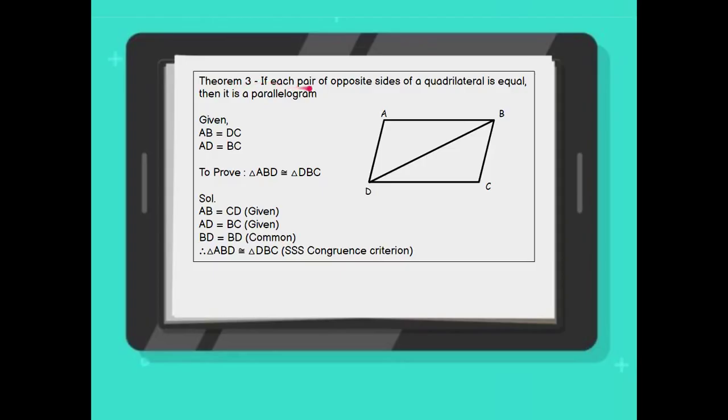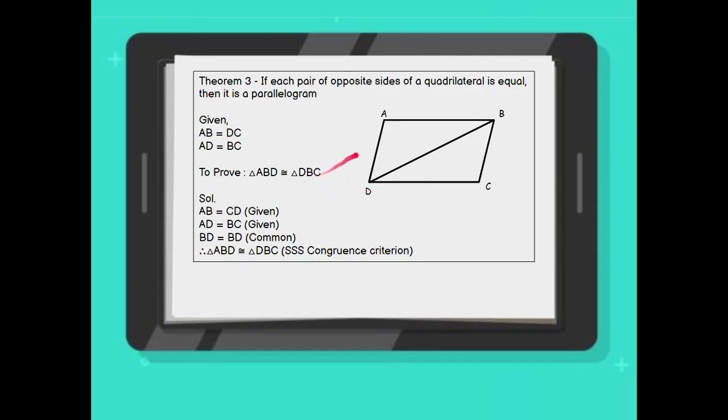Theorem 3. If each pair of opposite sides of a quadrilateral is equal, then it is a parallelogram. They have given here that AB is equal to DC and AD is equal to BC. What we need to prove here? That these two triangles are equal. How will we understand that if these two triangles are equal, it is a parallelogram? Because when we prove that these two triangles are equal, alternate interior angles will also become equal and thus make the lines parallel. Let's understand going forward.